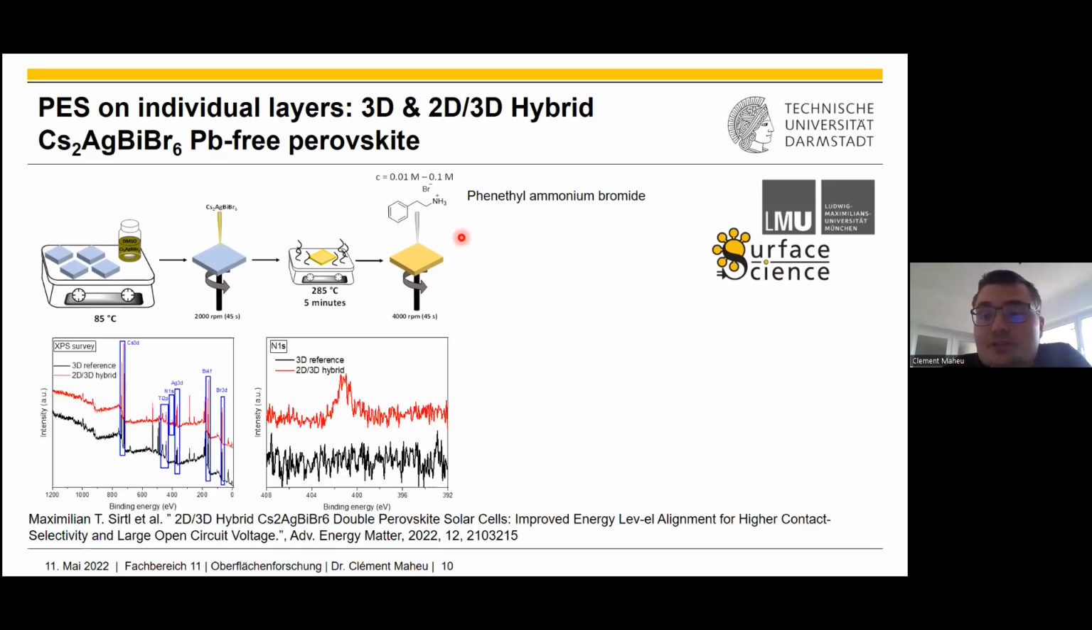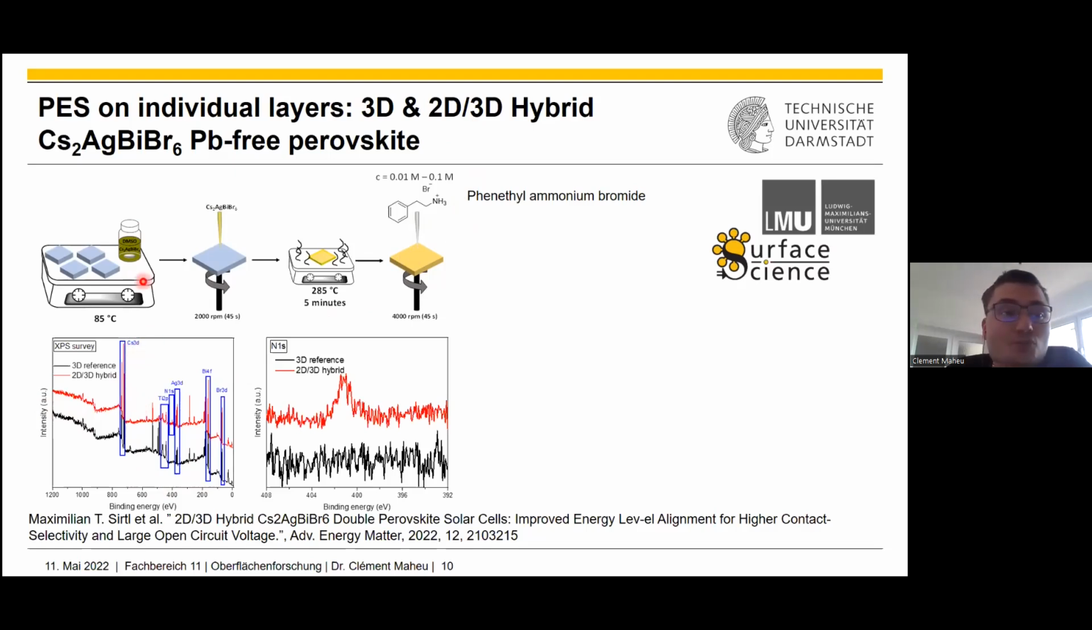So of course, first, with XPS, you can probe some elements. As I said, the binding energies are quite well known. Here you have a survey spectrum, and if you have some peaks at this binding energy, you know that it's bismuth.